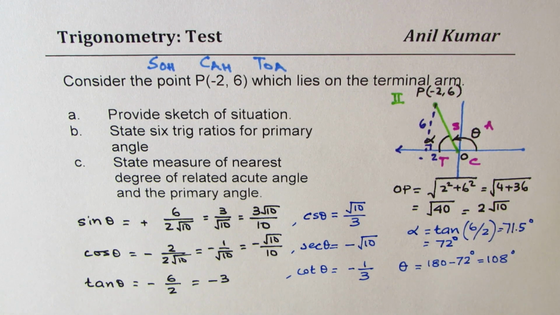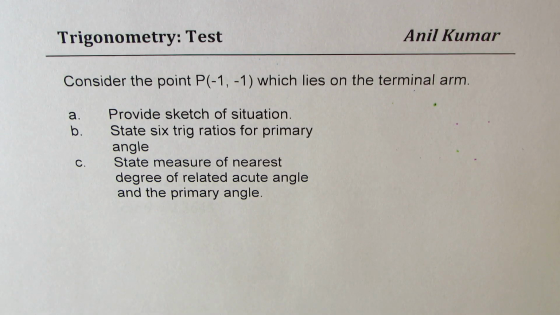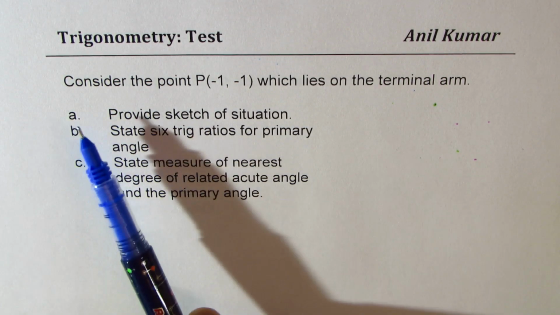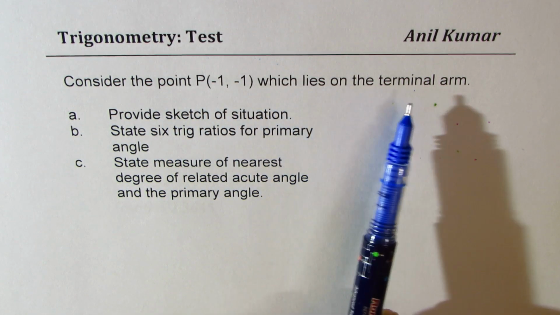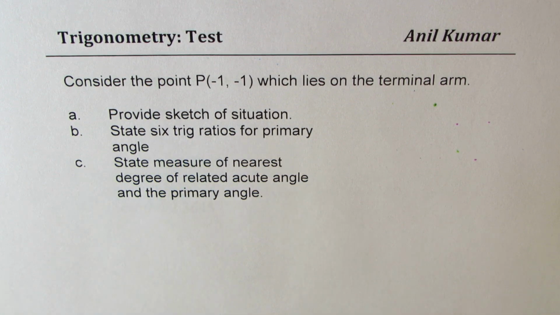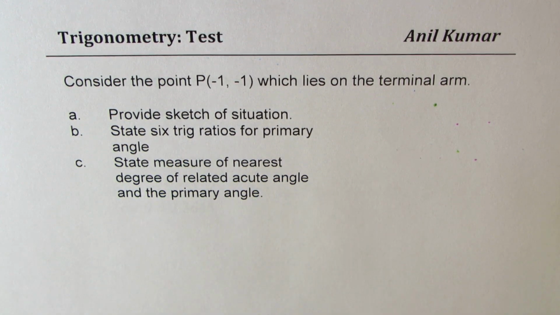Now for your practice, we have another similar question. So I'd like you to copy that question and then answer. So this time, we'll consider the point P (-1, -1), which lies on the terminal arm. You need to provide the sketch, 6 trigonometric ratios, and the related acute angle and primary angle. You can always pause the video, answer this question, and then look into my suggestions.